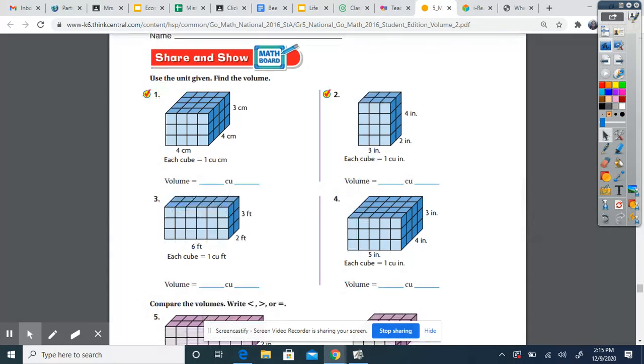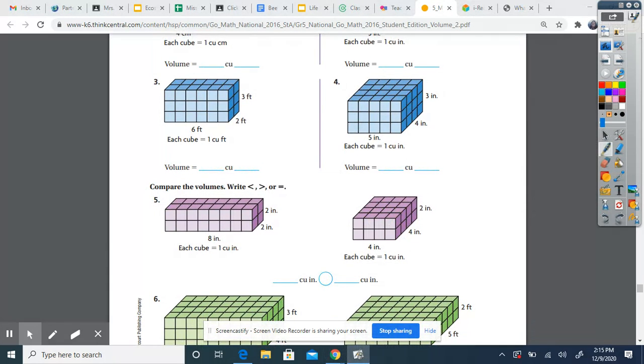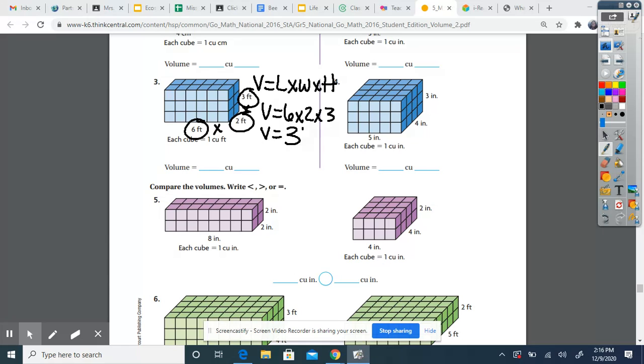All right, let's go down to number 3. Volume equals length times width times height. So I've got my length, my width, and my height. It's a good habit to get into to circle your length, width, and height so you know what 3 numbers you're multiplying together. So volume equals 6 times 2 times 3. So 6 times 2 is 12. 12 times 3 is 36. So my volume is 36 cubic unit feet. We got feet right there.